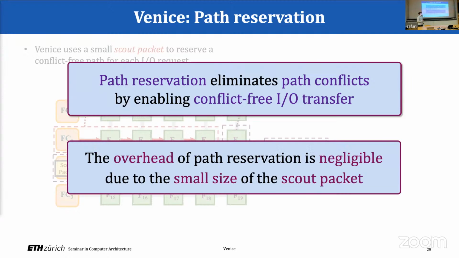And the overhead of a path reservation is negligible due to the small size of a scout packet. As a comparison, path reservation takes place in tens of nanoseconds, whereas the actual transfer of the data takes place in tens of microseconds. So it's really negligible when looking at the bigger picture.